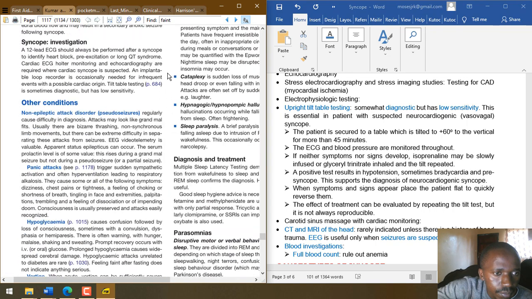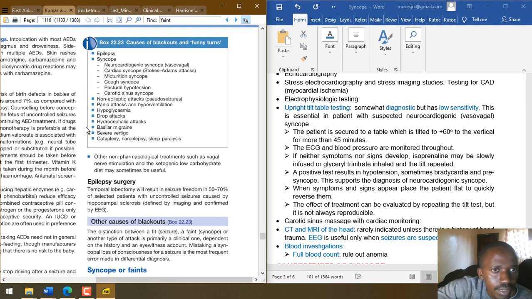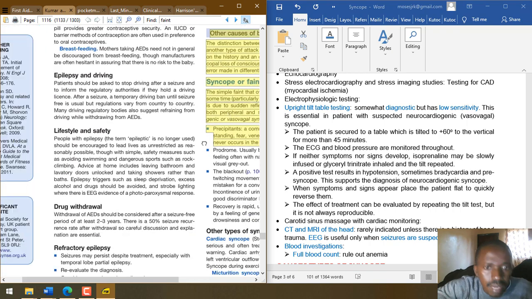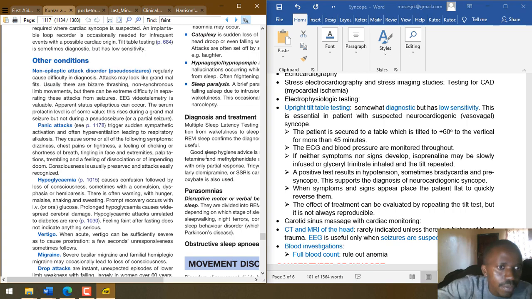Should we add a table in, or get an extract? I think a table. So cardiac syncope, Stokes-Adams, this is with arrhythmias. Okay, we talked about this. Micturition syncope, we talked about. And then epilepsies. So these things, we can just simply add a table for this. And then I think that should be the last thing from Kumar and Clark.